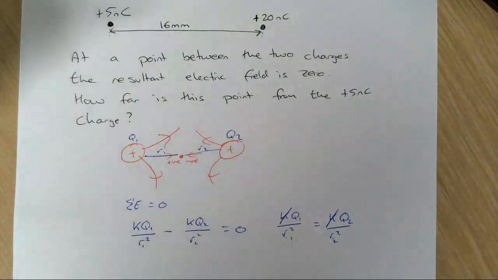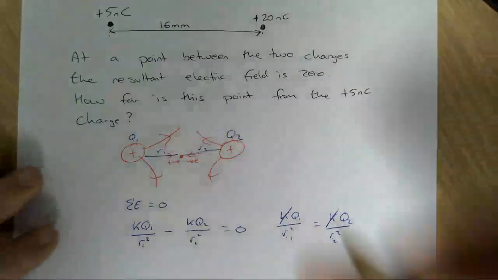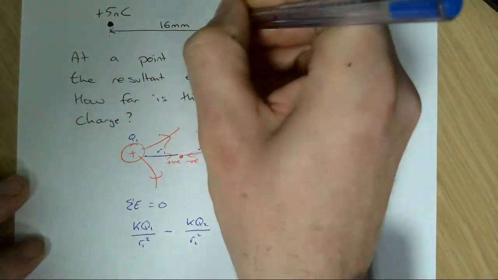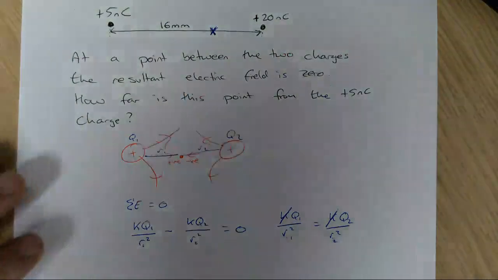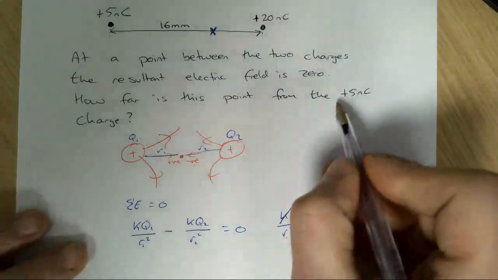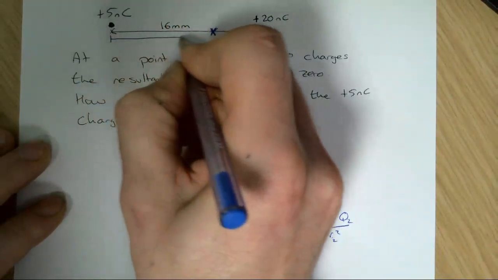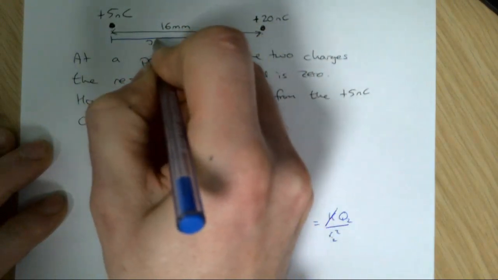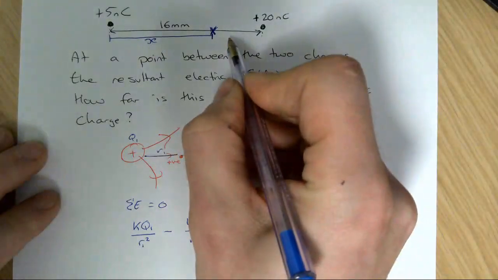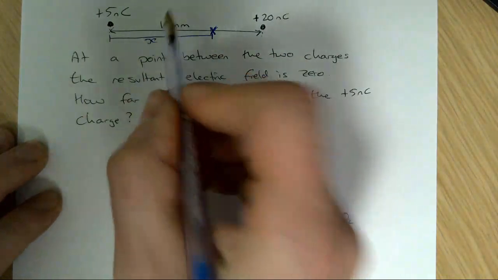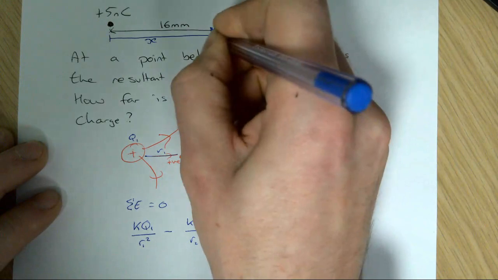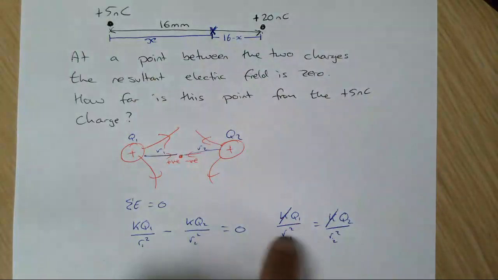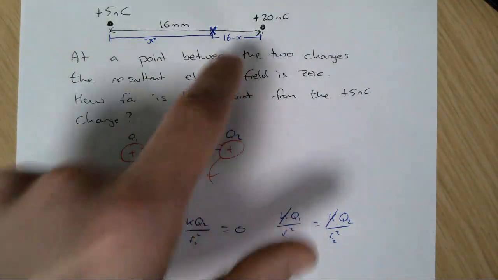So let's look at our situation. We know that the point is somewhere between them. We don't know exactly where it is. So what we can do is say the distance from the 5 coulomb charge that we're trying to find is going to be x, and the other distance, well clearly that's the difference between x and 16, so that distance is going to be 16 minus x. So that allows us to replace these two unknowns with a single variable x.